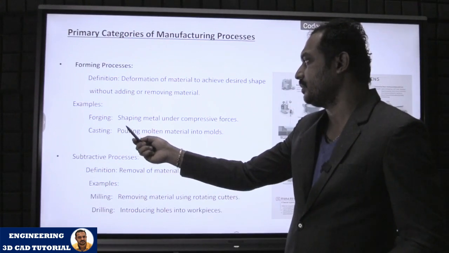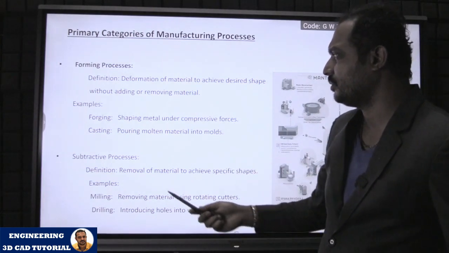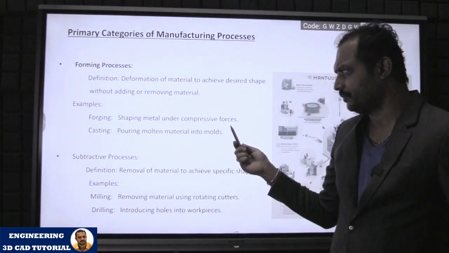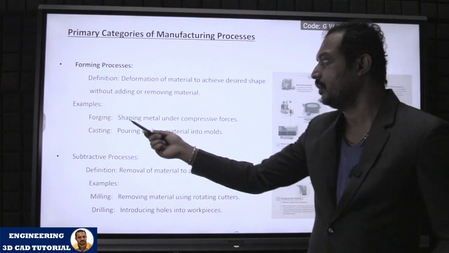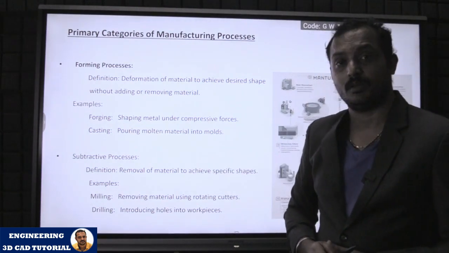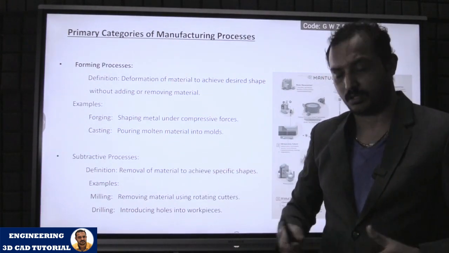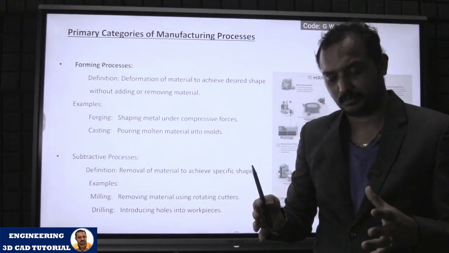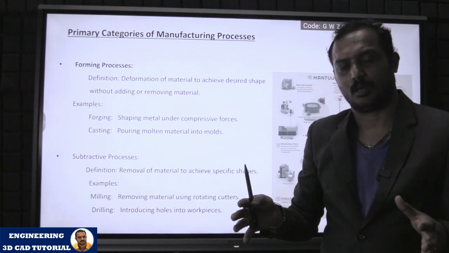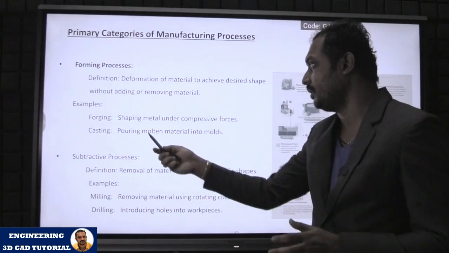That means there is no removal of material, it's a transforming of shape from one to another. For example, shaping under compressive forces. Suppose you see railway wheels which are manufactured, they are made by compressive forces, because it will be very compressed, that means good strength in the product.